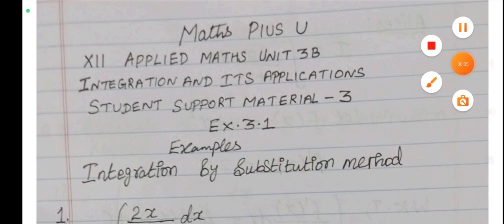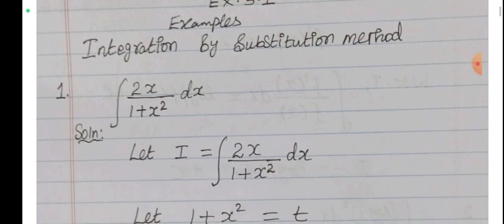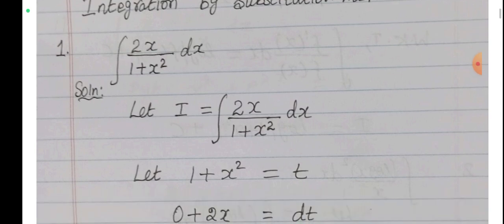We are doing Class 12 Applied Maths Unit 3B, Integration and its Applications, student support material. We have already done the two parts. This is the third video. In Exercise 3.1, the method we are going to discuss is the substitution method. First we will do some basic example models, then we will do the handbook sums and CBSE book sums after. First, integration by substitution method.